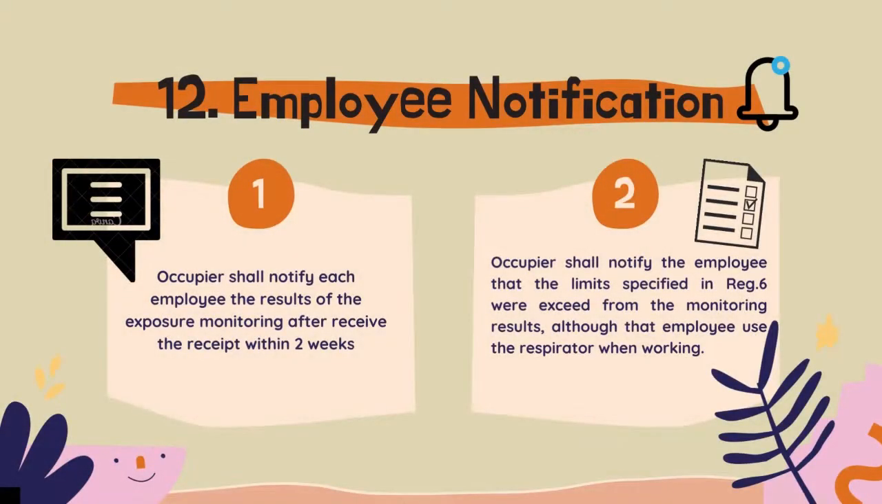Regulation 12 states that the occupier needs to notify the results of monitoring to each employee within 2 weeks. They also need to notify if the employee's monitoring results exceed the limit of exposure as stated in Regulation 6.